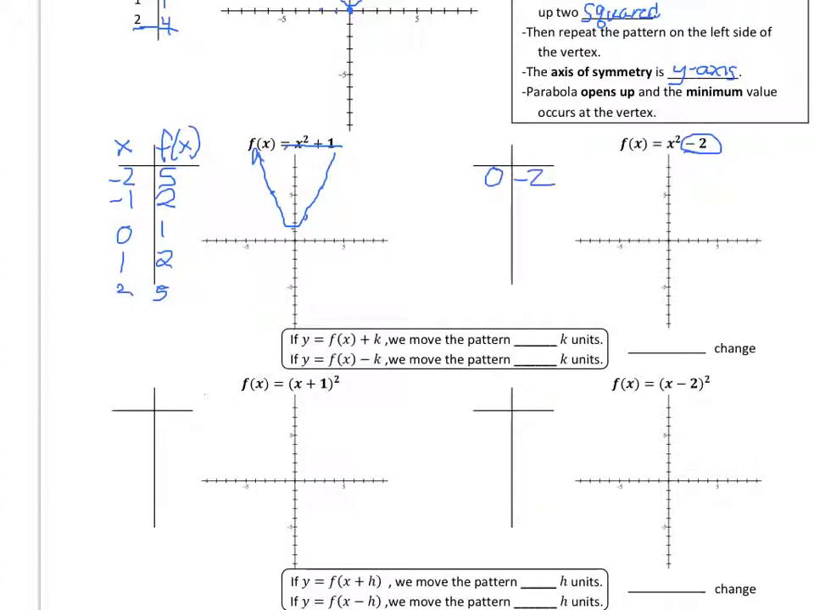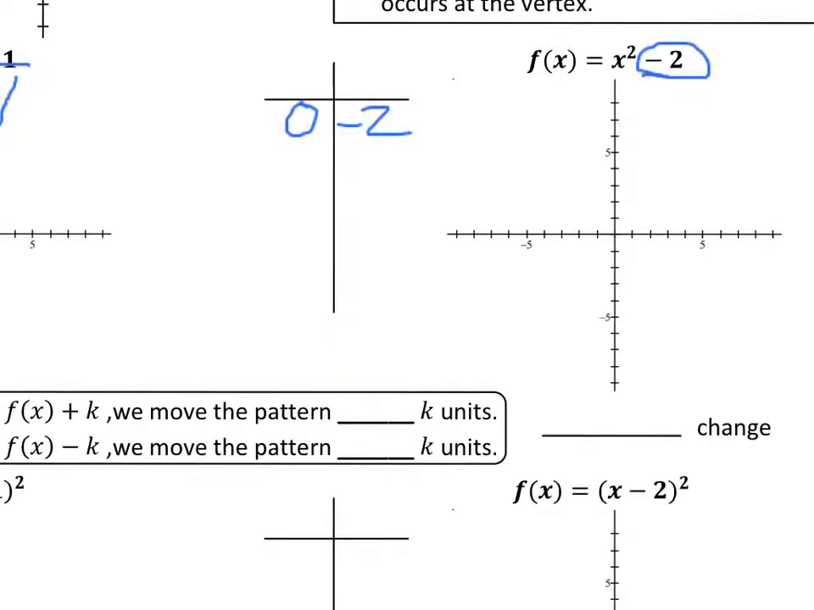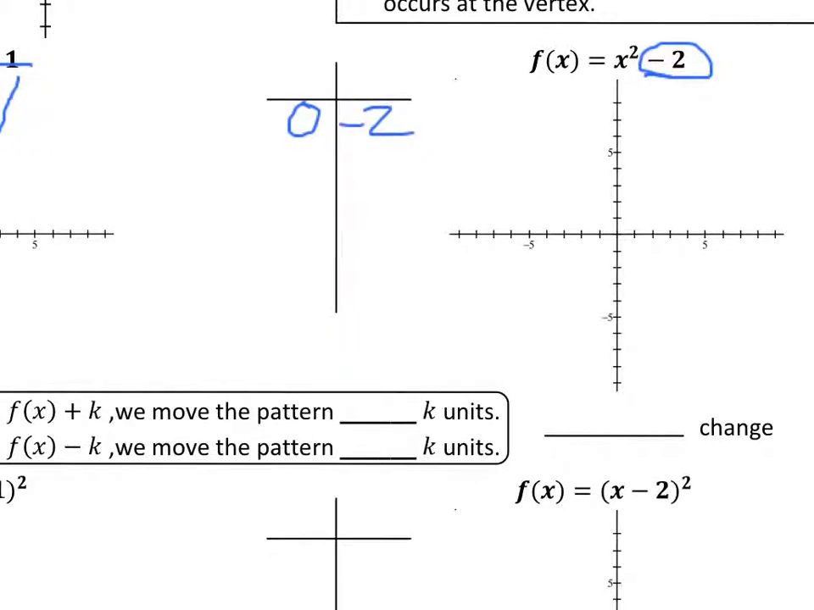Okay, let's plot that point. Oops, missed. Okay, hang on one second. Now we're going to plot our vertex here at 0, -2. All right, now let's use the rules that we know. If I go right 1, I go up how much? 1 squared, or I go up 1. So what is that point? 1 and -1.